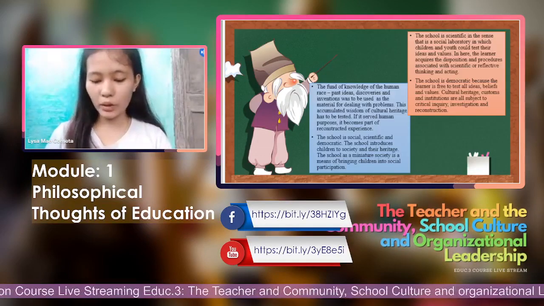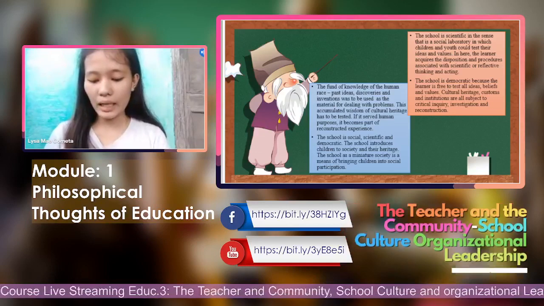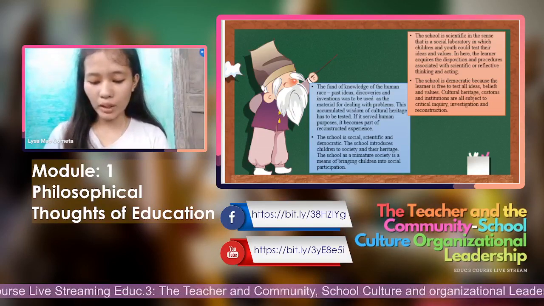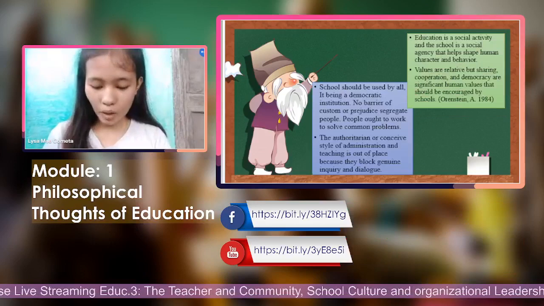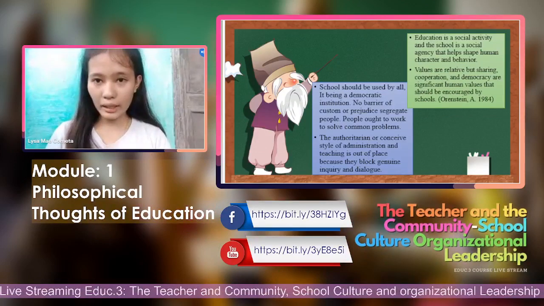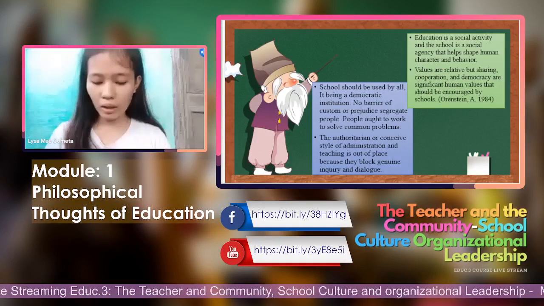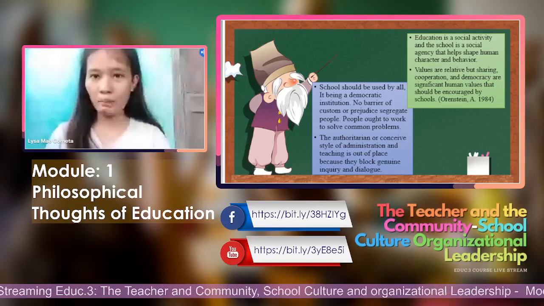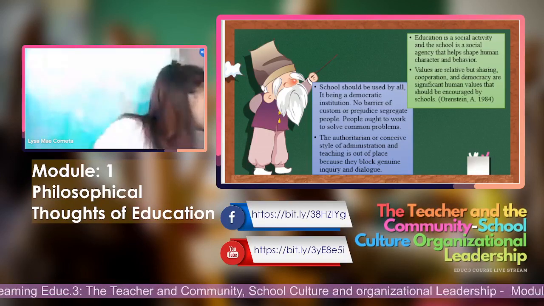So the school should be used by all, it being a democratic institution. No barrier of custom or prejudice segregates people. People ought to work together to solve common problems.